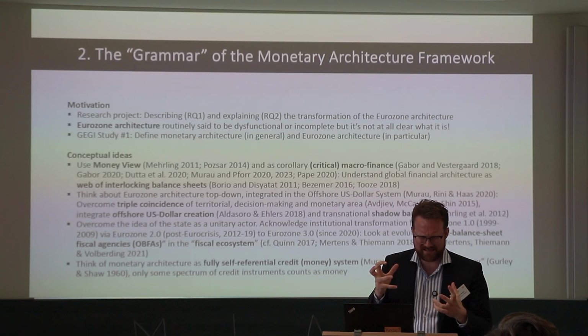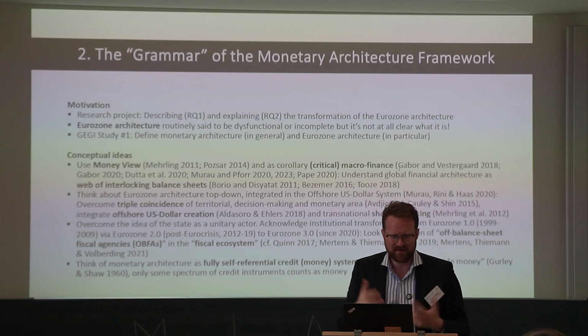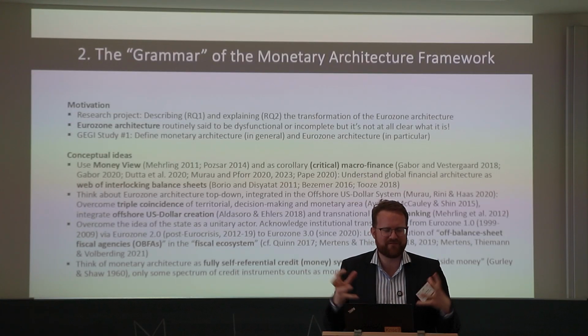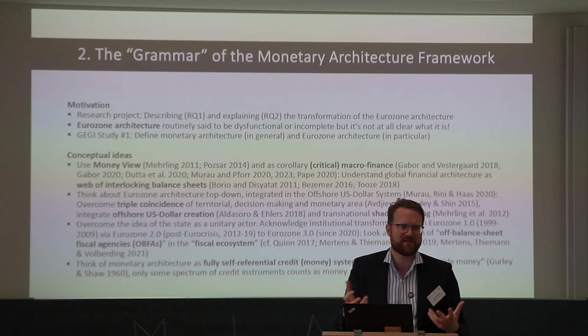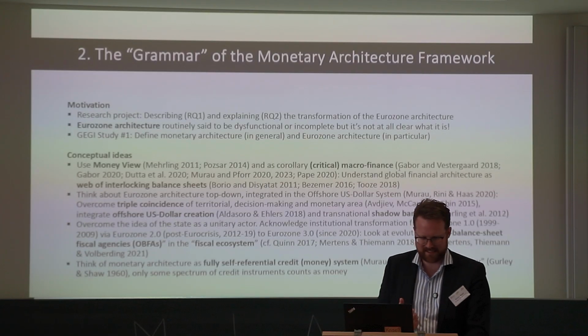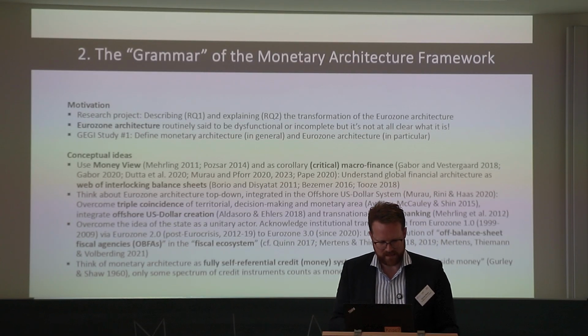And so, if we want to think about the state in the web of interlocking balance sheets, it really forms a fiscal ecosystem, and we can look at the fiscal ecosystem as it transforms, because it's never static; it just changes all the time.